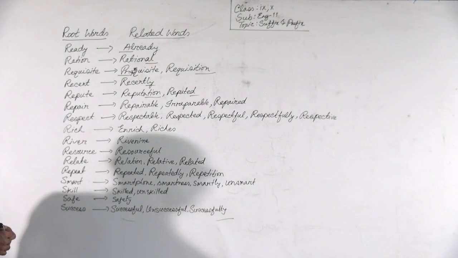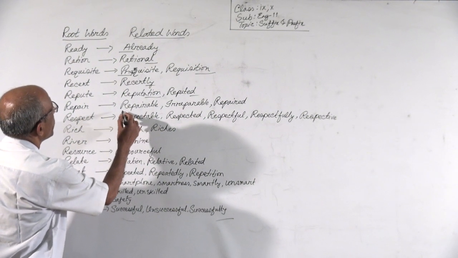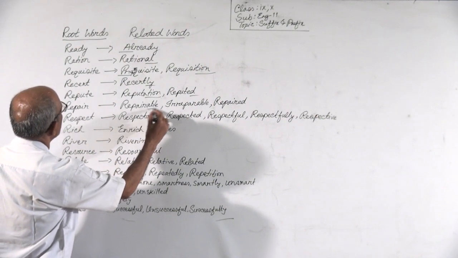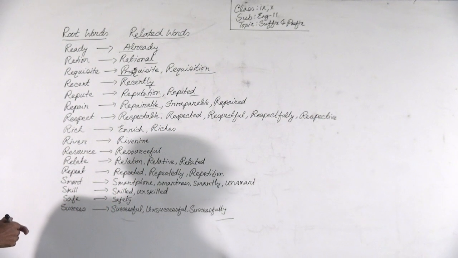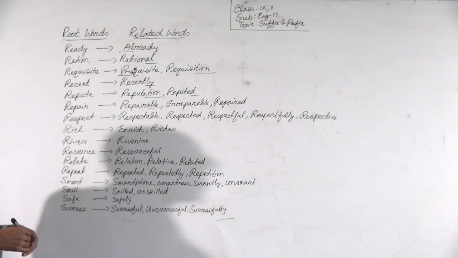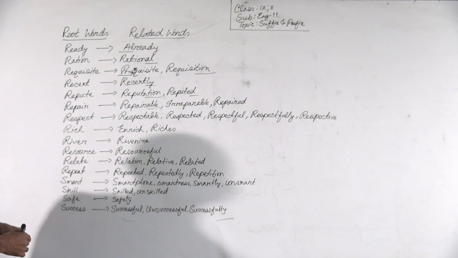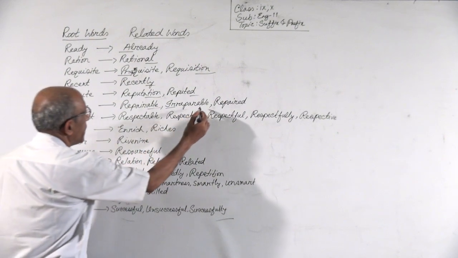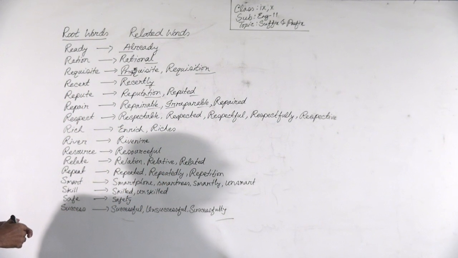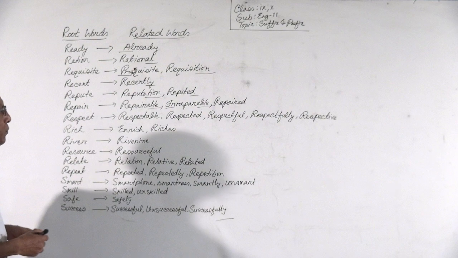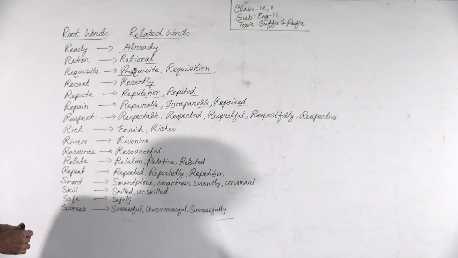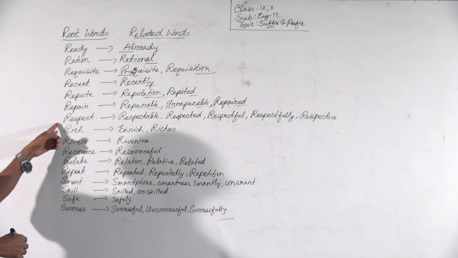Then repair. Repair is a verb. If we add suffix able, then it will be repairable. Repairable is an adjective. Irreparable. If we add the prefix ir and the suffix able, then it will be irreparable. Irreparable is the opposite of repairable. Okay. Repaired. If we add suffix ed, then it will be repaired. Repaired is an adjective. Okay.